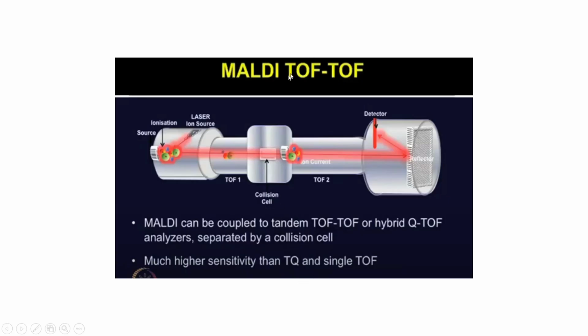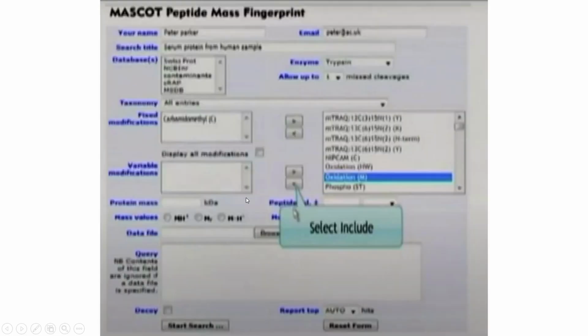So you can also do TOF, which will give you much more accurate results than using one TOF. So this is MS1 and MS2 basically. In terms of LC-MS, there is MS1 and MS2. Similarly here, it is TOF and TOF, wherein it gets coupled with two TOFs, or a hybrid Q-TOF you can say. So much higher sensitivity than TQ, which is triple quad, and single TOF. This TOF is much more highly sensitive, as I just talked about.